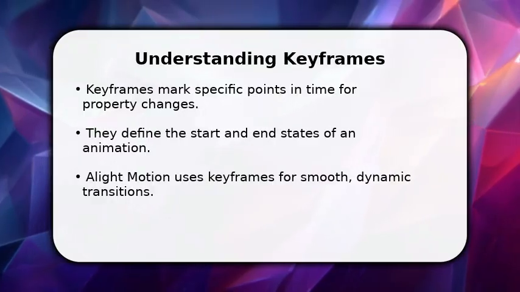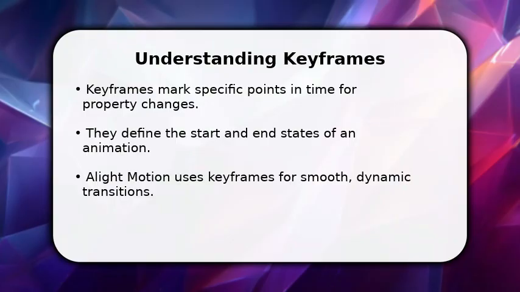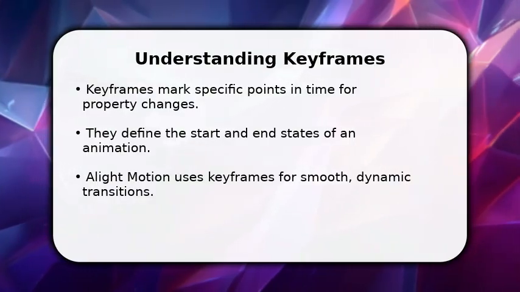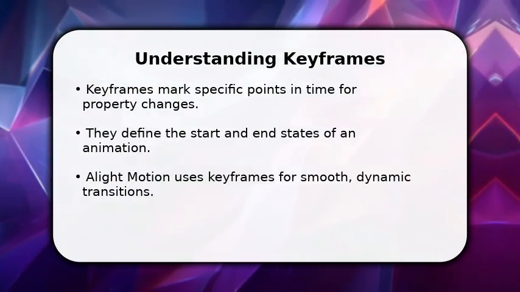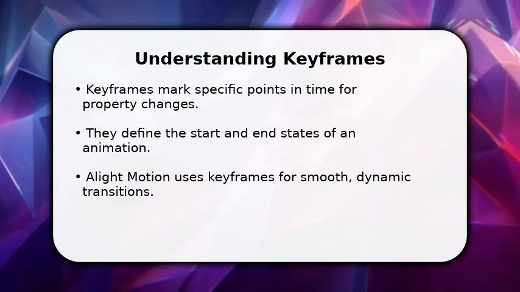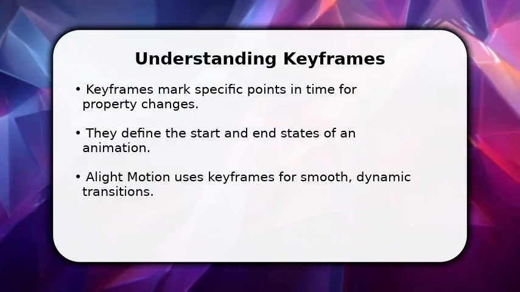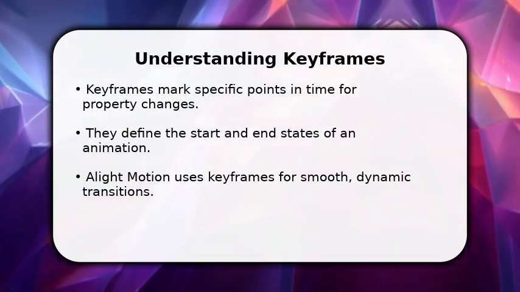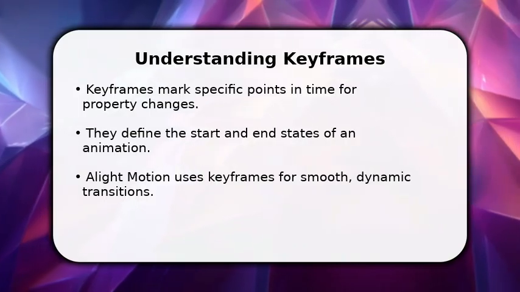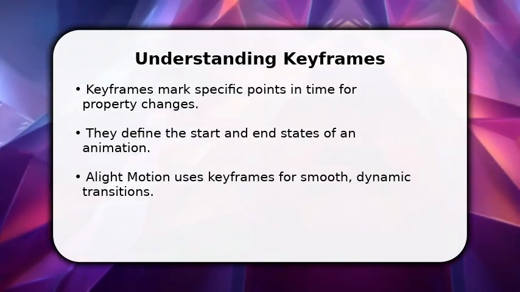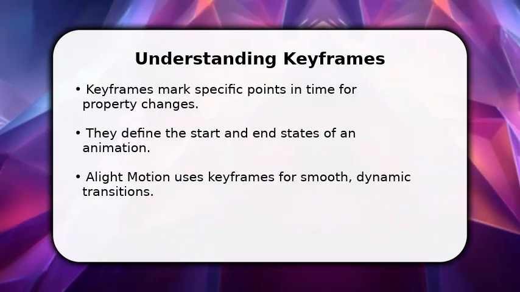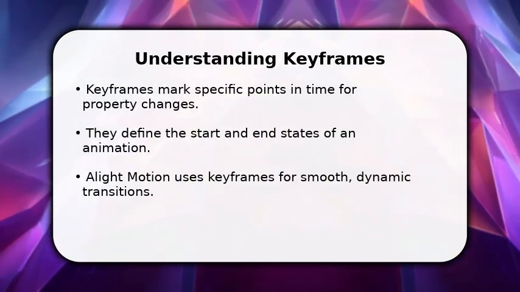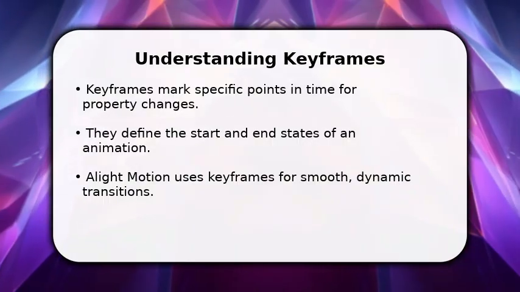In this video, I will explain how to use keyframes in Alight Motion. Keyframes are essential tools that allow you to animate various properties of your layers over time. Think of them as markers on your timeline, indicating where a property, like position or scale, should be at a specific moment. By setting at least 2 keyframes, you can create smooth, dynamic movements and transformations for your visual elements.